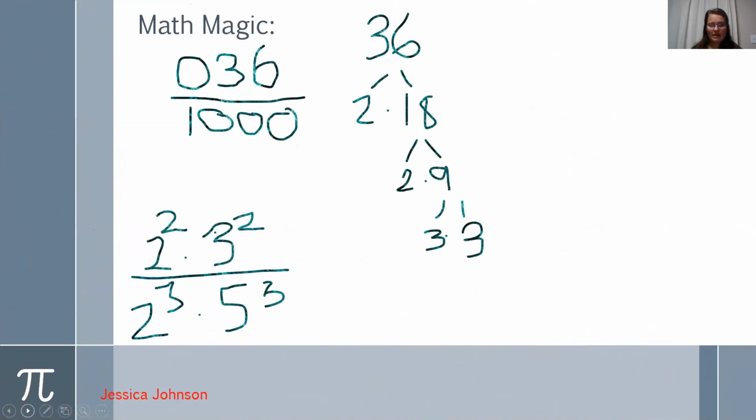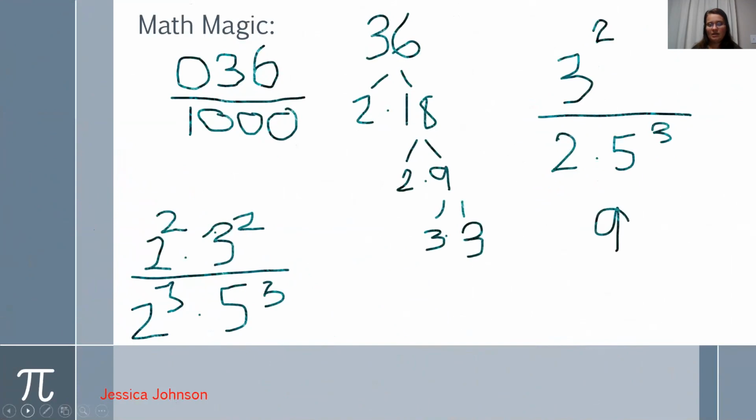Get rid of what is repeating, and we'll get 2 to the second over 2 times 5 to the third. 3 to the second is 9. 2 times 5 to the third is 250. Isn't that great? I love it.